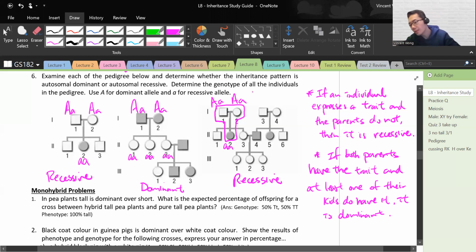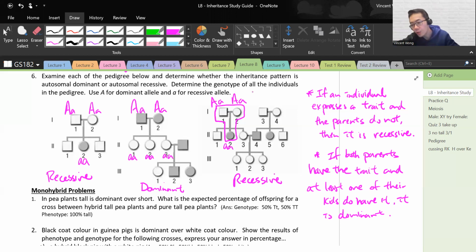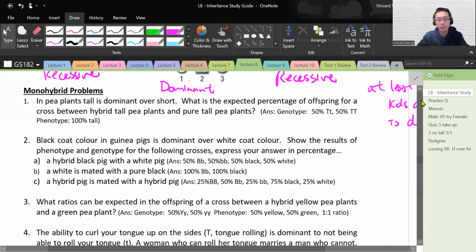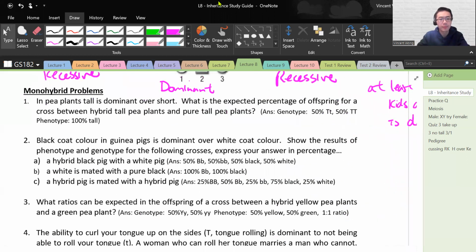Okay. So now we're going to move on to solve some genetics problems. And I think I'm just going to choose a few here, and then we'll take them up. All right. So let's say we have this one.